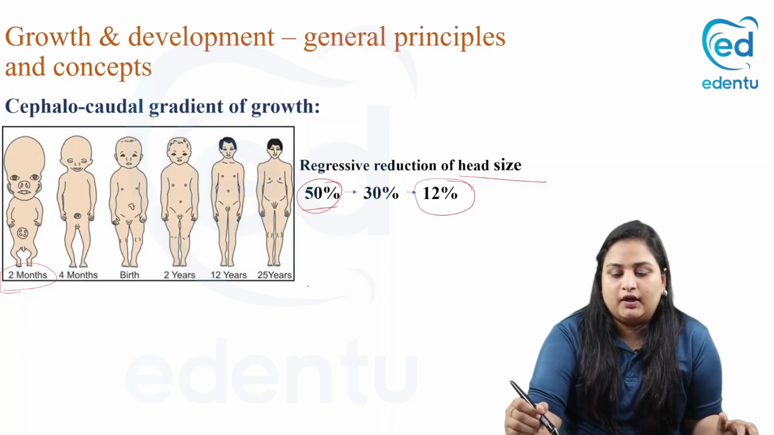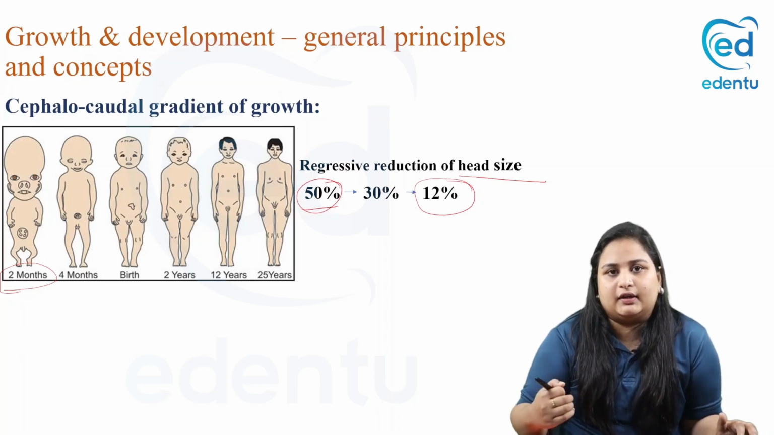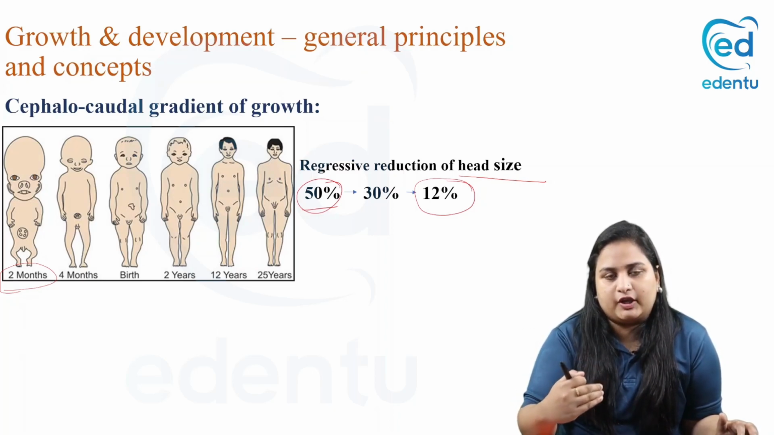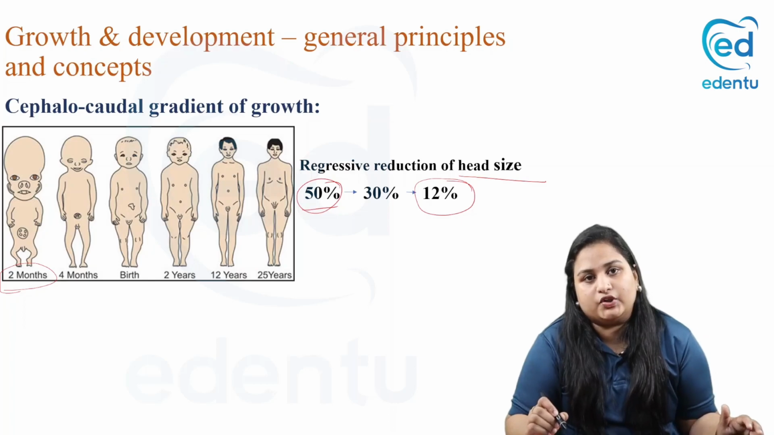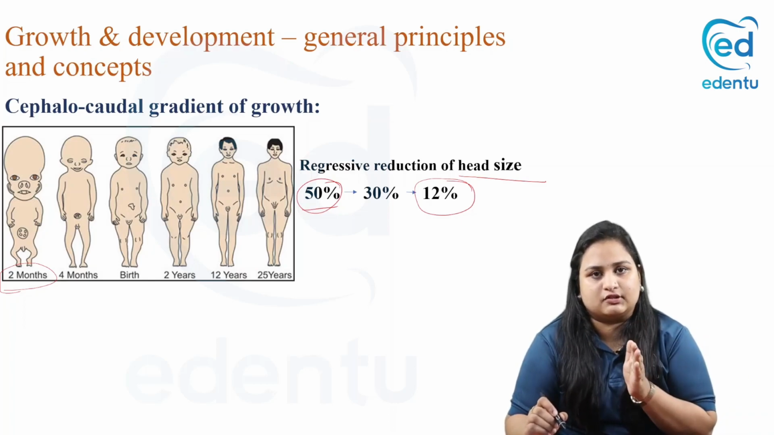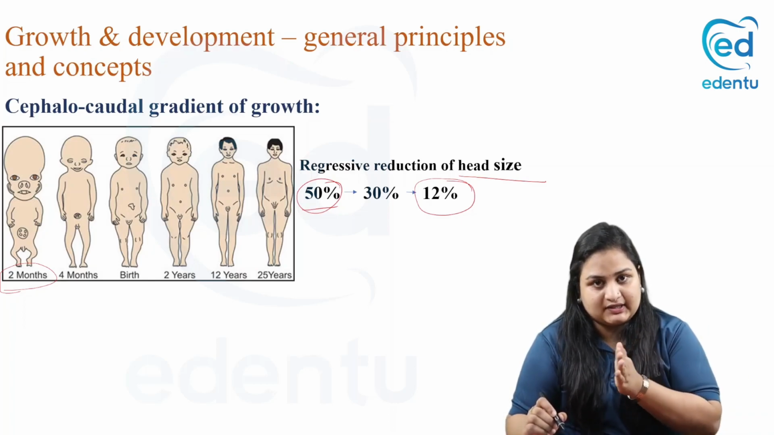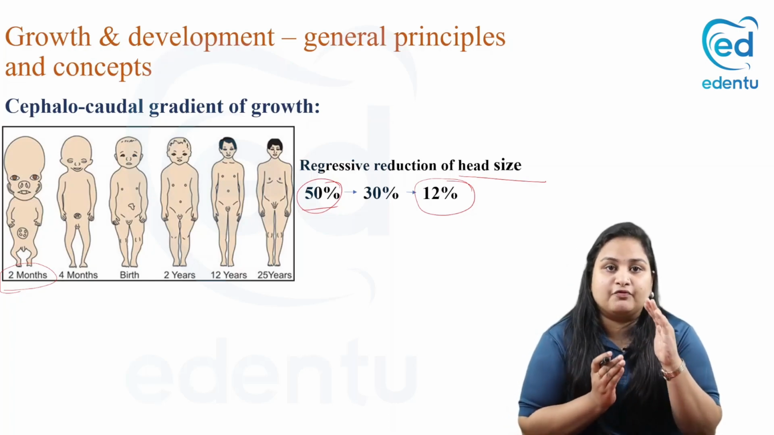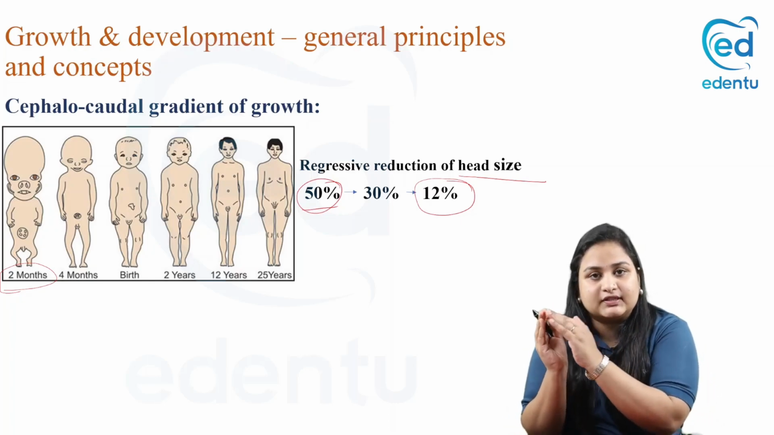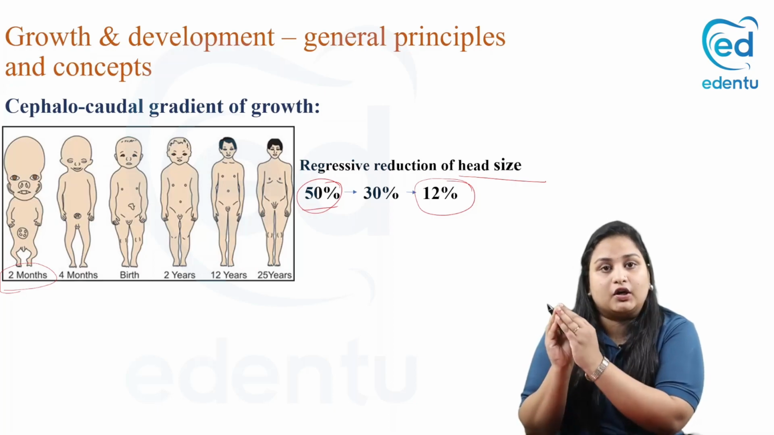In adulthood, the caudal part or the trunk tends to occupy more than half of the individual, more than the head. So these are all the basic concepts in which the craniofacial structures develop. There is a regressive growth of head size from 50%, continuously progressing on to 15% or 12%.